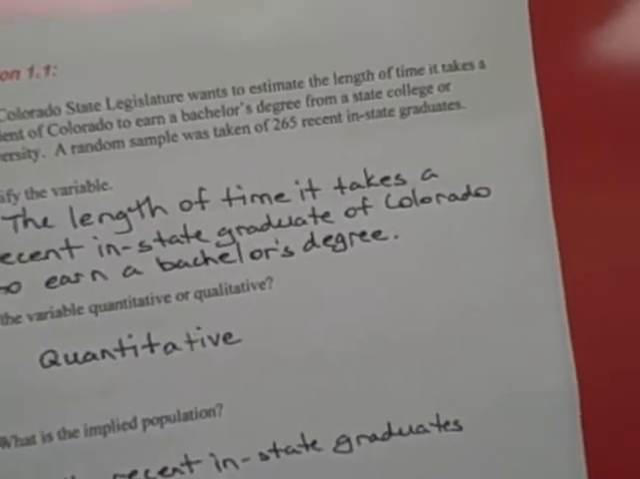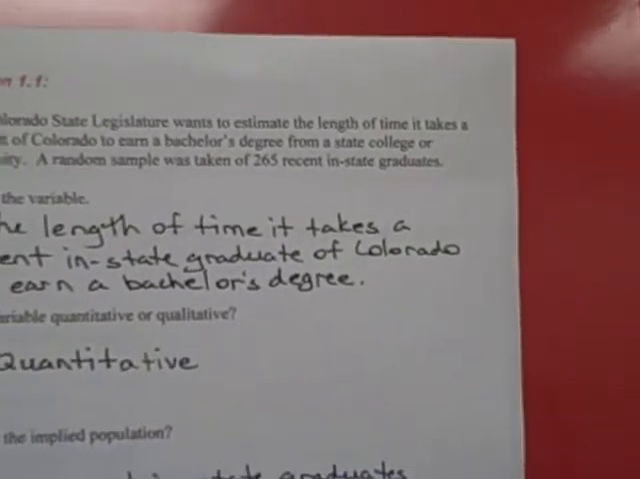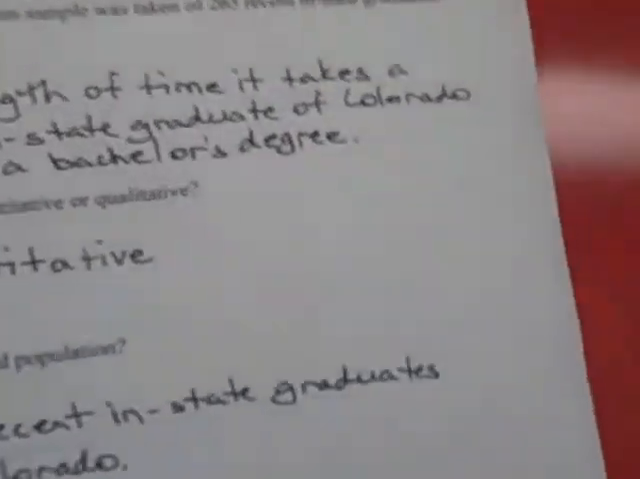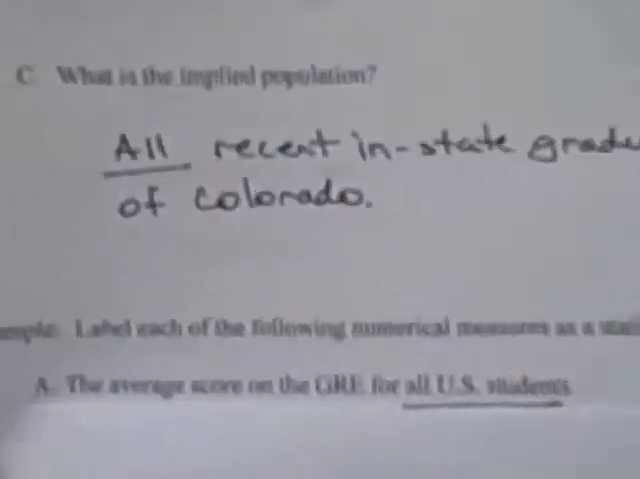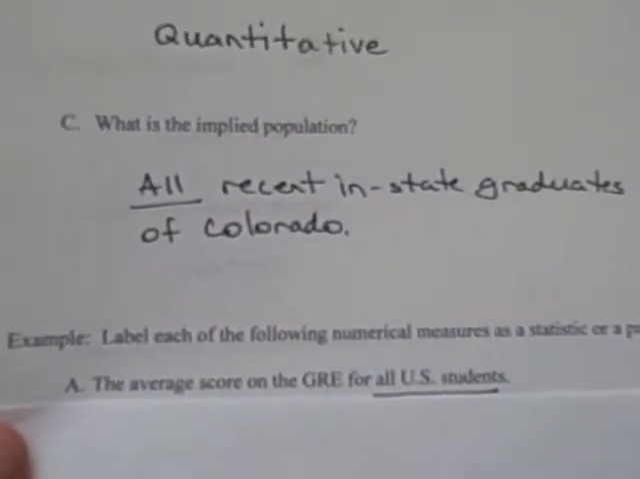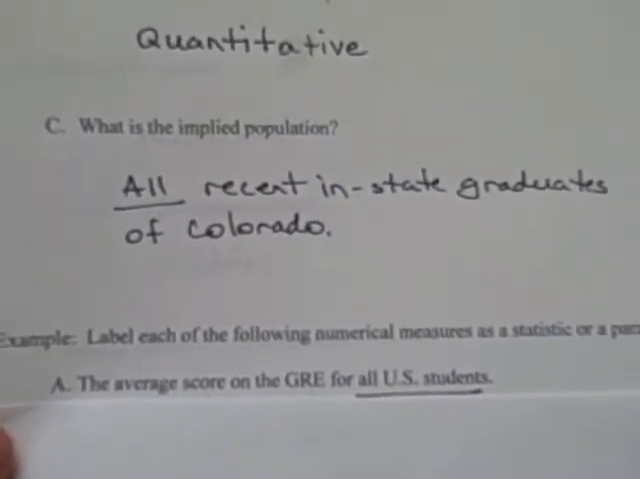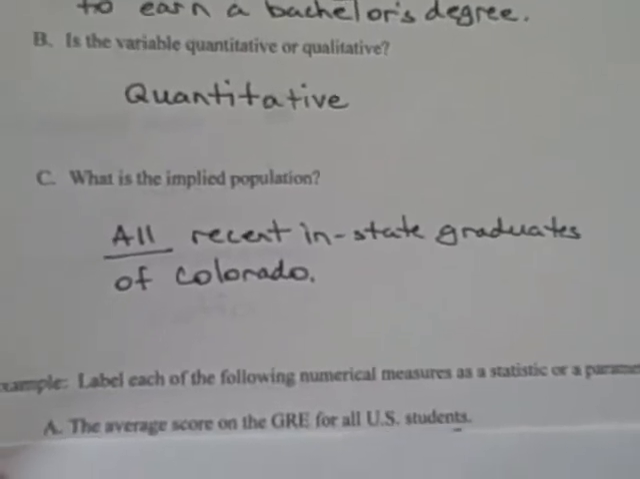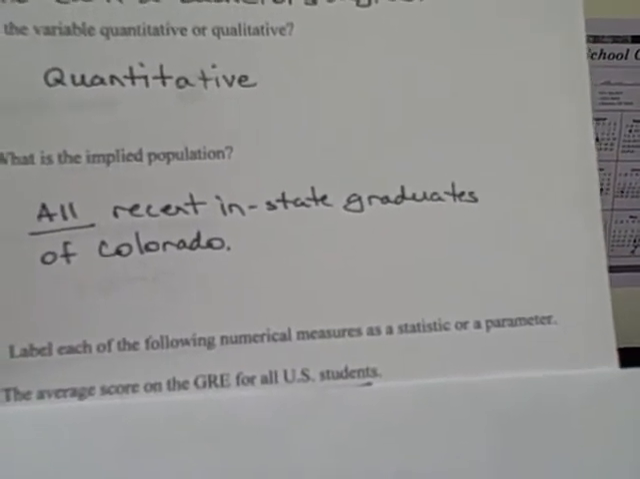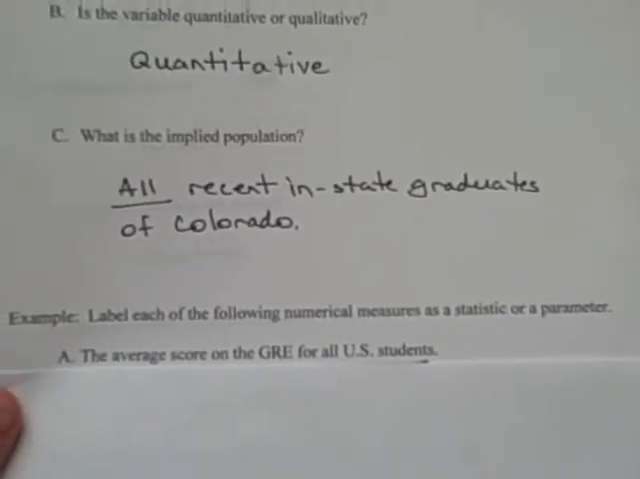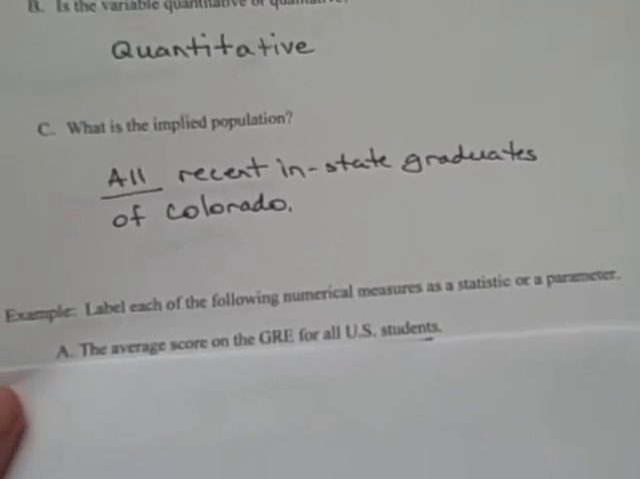Good. All right. Next example. Okay, I'm going to have to do this a little different. Having trouble. All right. Label each of the following numerical measures as a statistic or a parameter. And we have the average score on the GRE for all U.S. students. Okay, well, let's look at it.